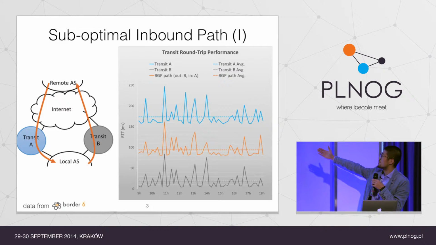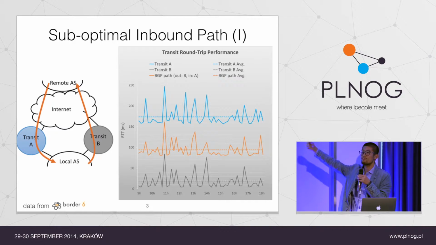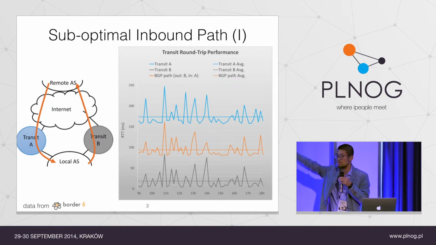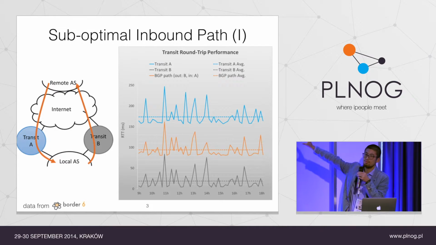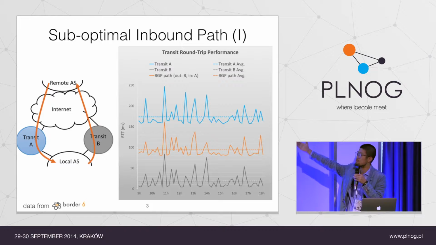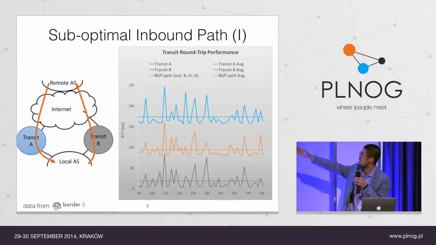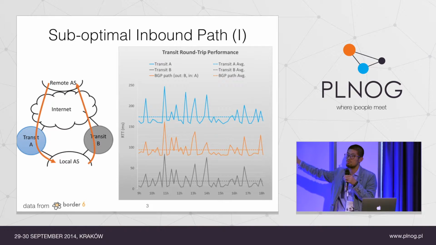So let's look at the graph on the right. That is a graph plotting the performance of these 3 paths. On the bottom, we have the gray lines representing the round-trip time of transit A. It is quite a good transit for this specific remote AS, kind of 10 milliseconds of delay. And high above, we have the blue lines representing the delay of transit B, sort of problematic, kind of 100 or so delay. And right in the middle, we have the orange lines representing the real BGP path performance.